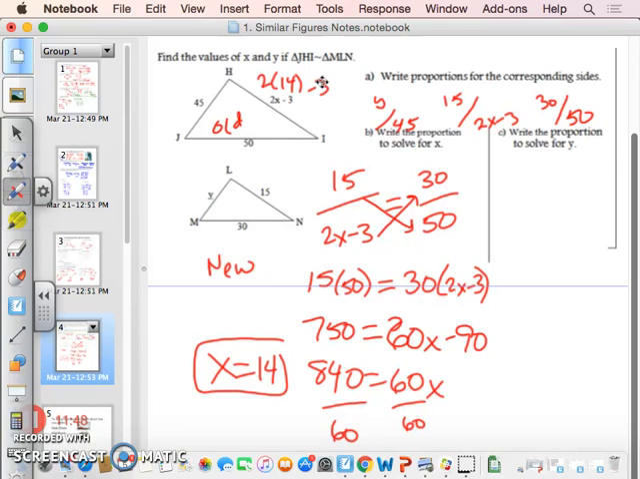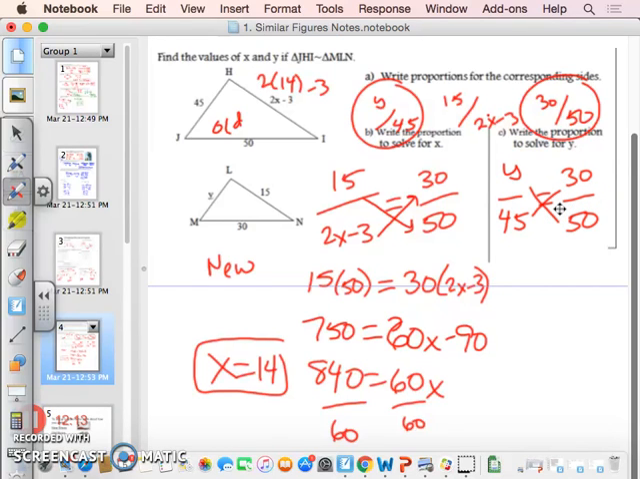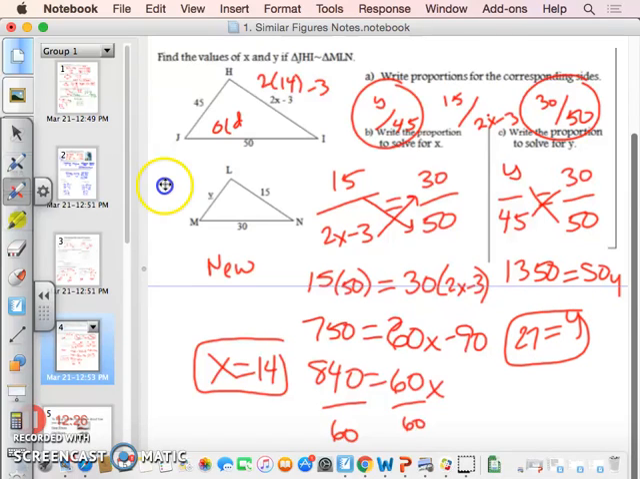All right. Now we're going to write a proportion to solve for y. There's a couple ways I could do it. I could put my new value in here and use this equation, or I could go back and use what I know. So I know this, and I have numbers here. Remember, when you're solving for a variable, you can only have one of them. And so I'm going to do y divided by 45 equals 30 over 50. Cross products, and I end up with 1350 equals 50y. Divide by 50, and I end up with y equals 27. So now I can say that this side over here is 27.